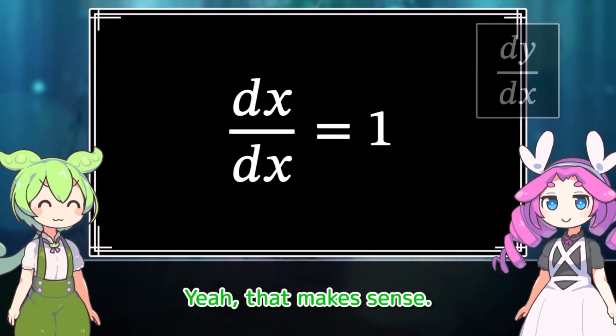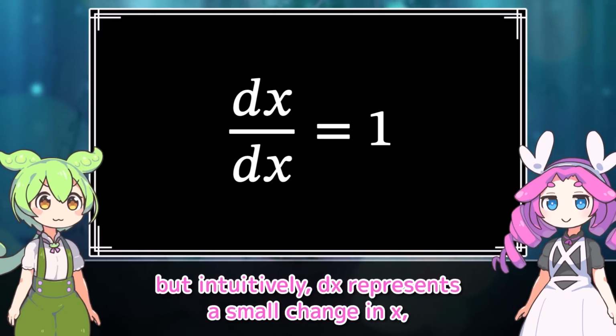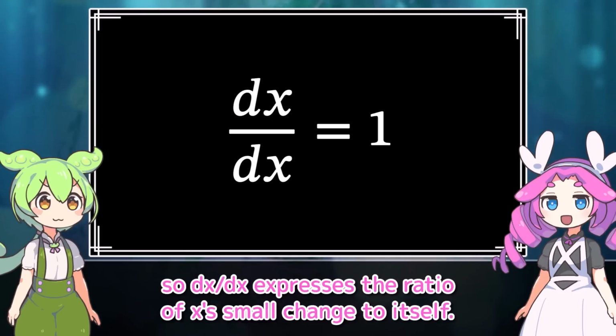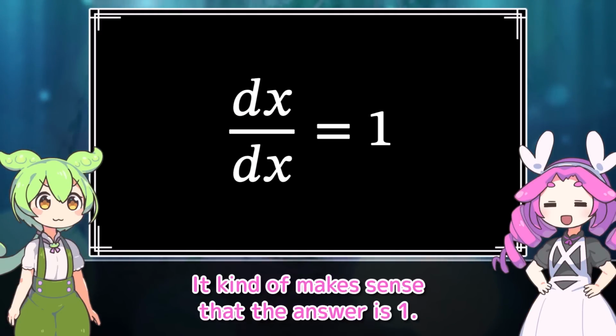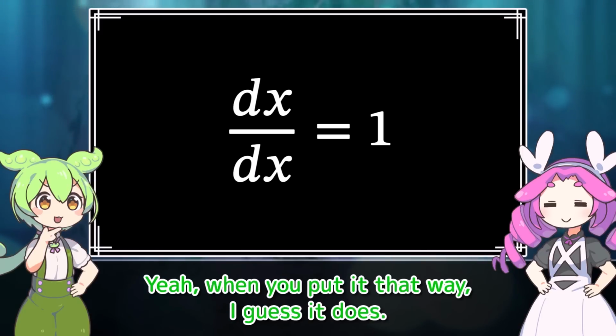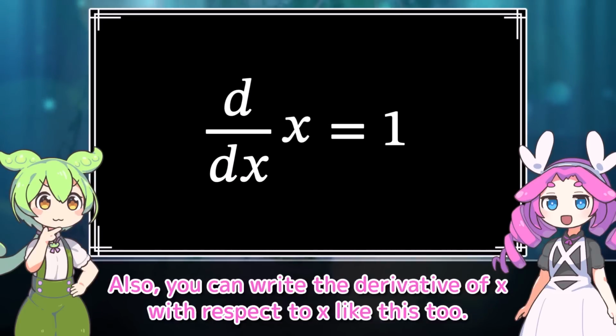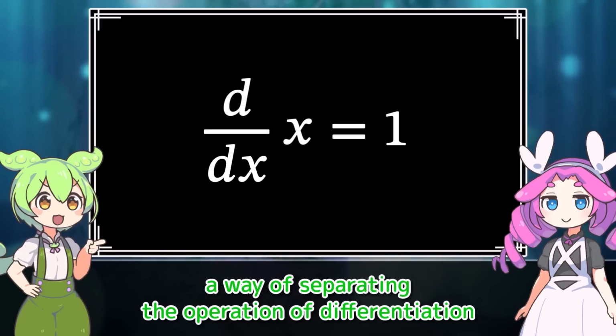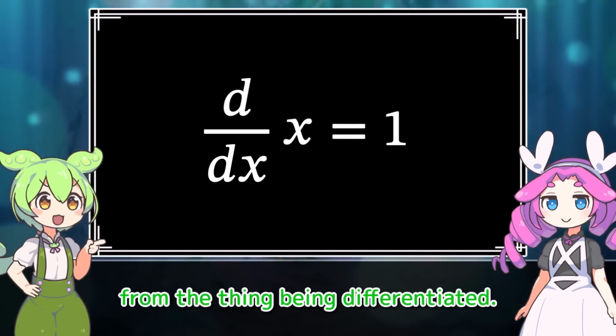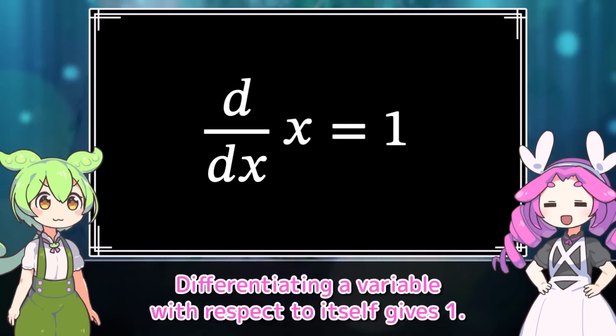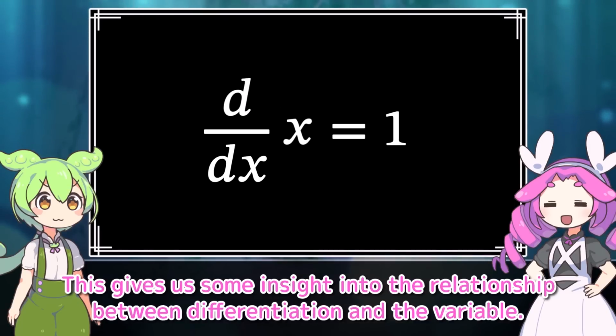Yeah, that makes sense. Differentiation is defined using limits, but intuitively dx represents a small change in x, so dx by dx expresses the ratio of x's small change to itself. It kind of makes sense that the answer is 1. Yeah, when you put it that way, I guess it does. Also, you can write the derivative of x with respect to x, like this too. This is a way of separating the operation of differentiation from the thing being differentiated. Differentiating a variable with respect to itself gives 1. This gives us some insight into the relationship between differentiation and the variable.